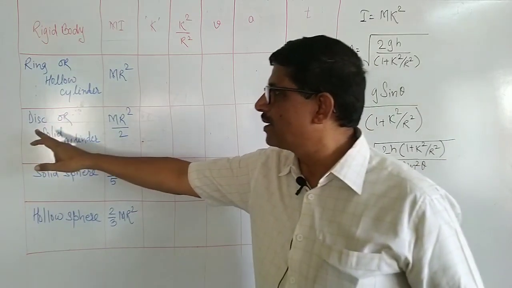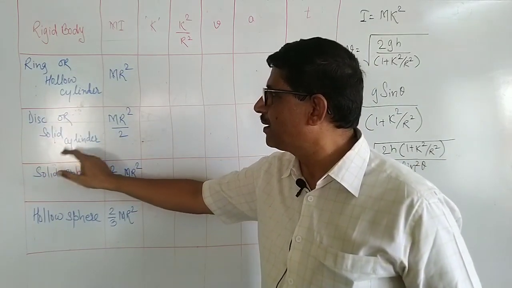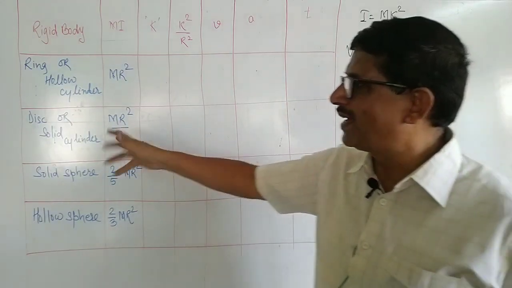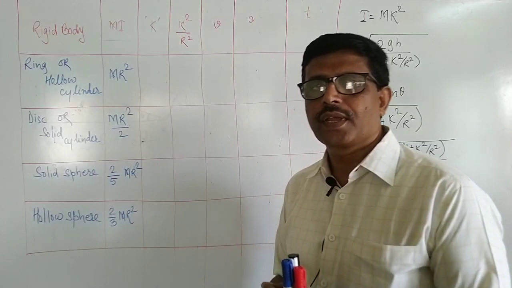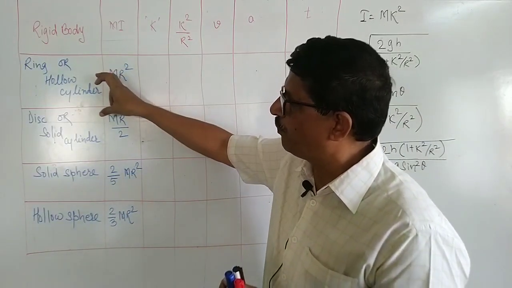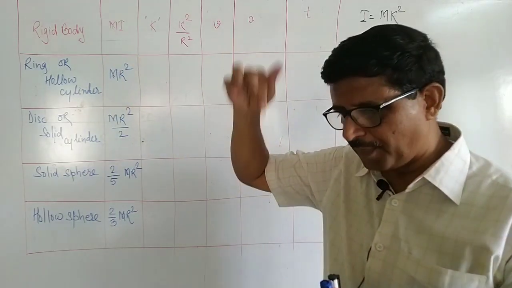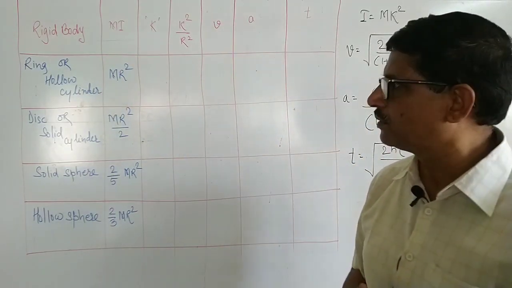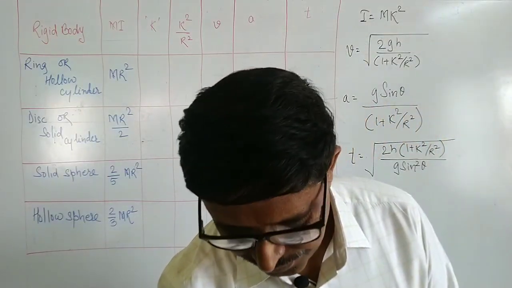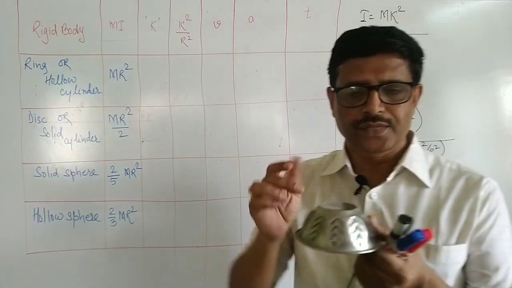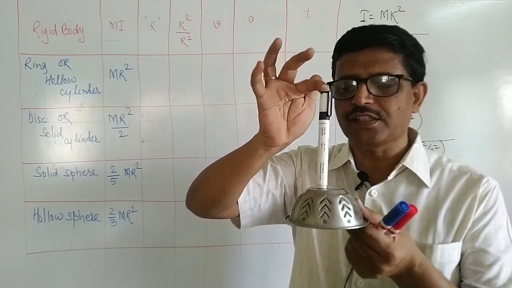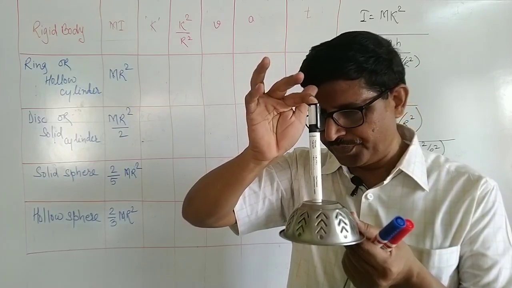The other is a disc or solid cylinder. Its moment of inertia is mr square by 2. This moment of inertia is about its own axis. For these two, the axis is perpendicular to the plane of revolution and passes through the center. If this top is a circular disc, then the axis passes through the center and is perpendicular to the plane.